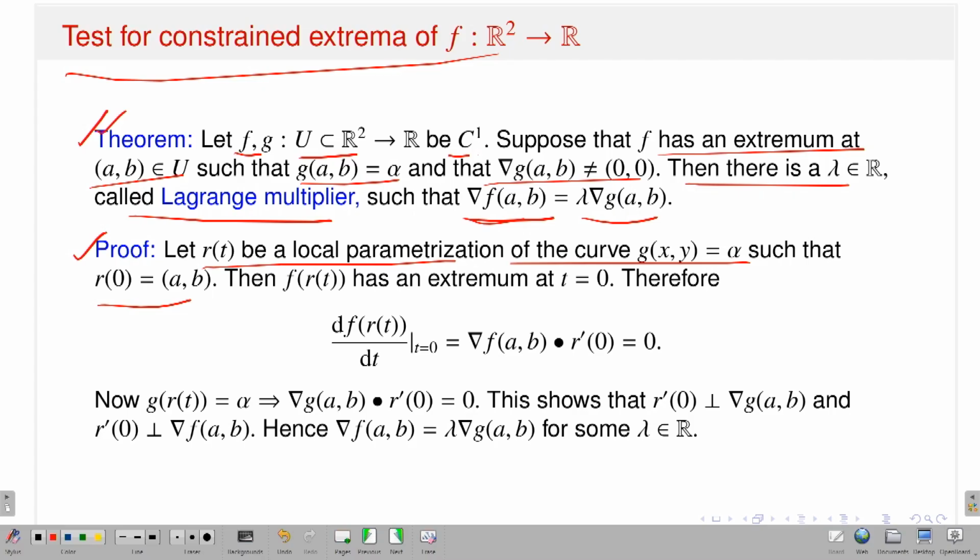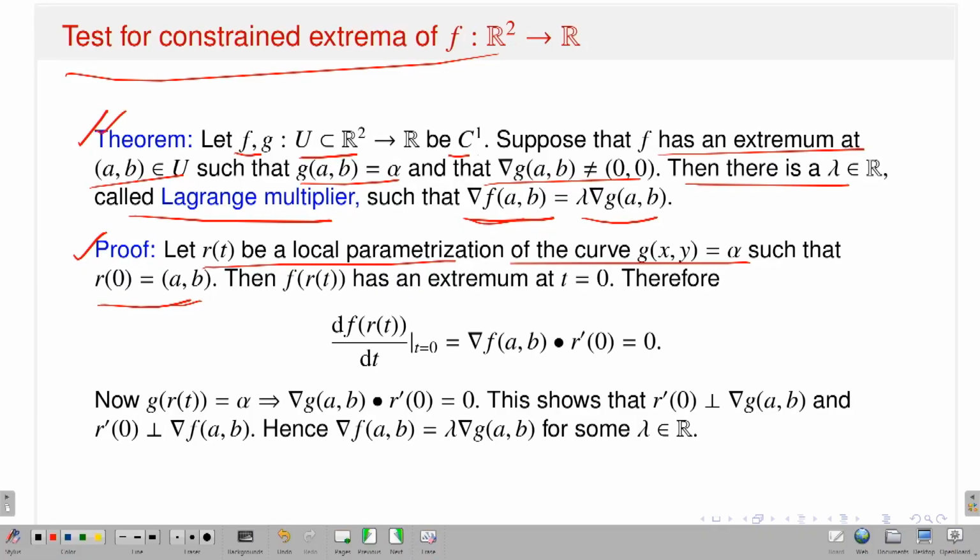So that means I have a curve in R^2 whose starting point is (a, b). That is, r is a map from a closed interval 0 to some finite number into R^2. At 0 it takes the value (a, b), and then you will have some curve. This is the local parameterization r of the curve g(x) equal to alpha. Now f is given, and r is the local parameterization. What do you do? You take the composition function, f composed with r of t. It is a map from R to R once again.